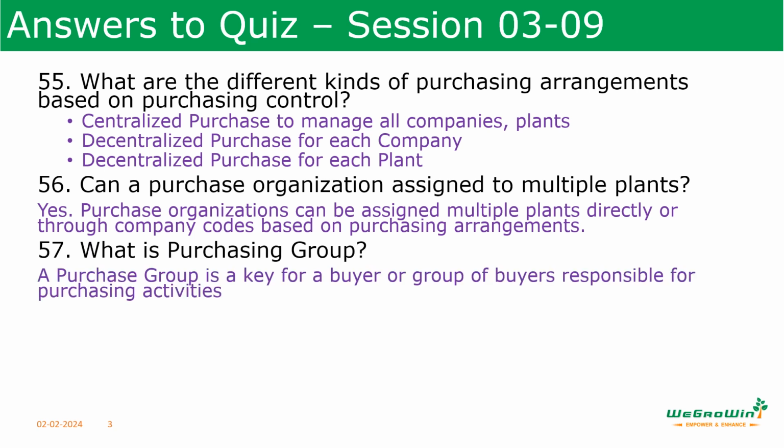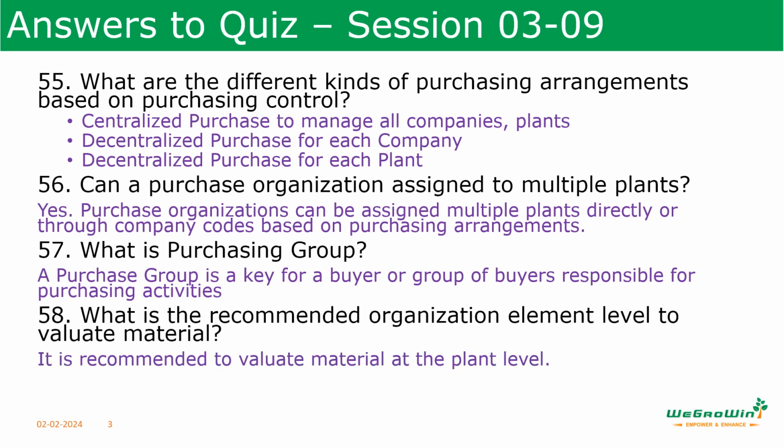What is a purchasing group? A purchasing group is a key for a buyer or a group of buyers responsible for purchasing activities on a day-to-day basis. What is a recommended organization element level to evaluate material? It is recommended to evaluate material at the plant level.